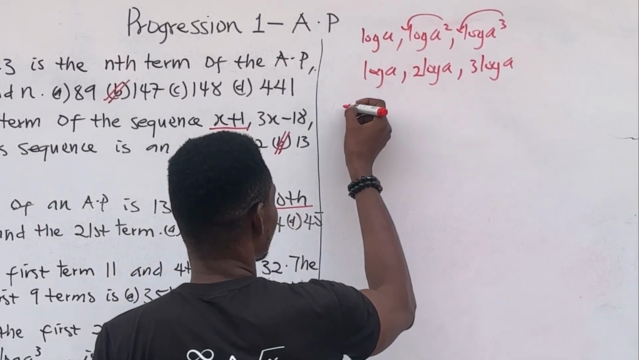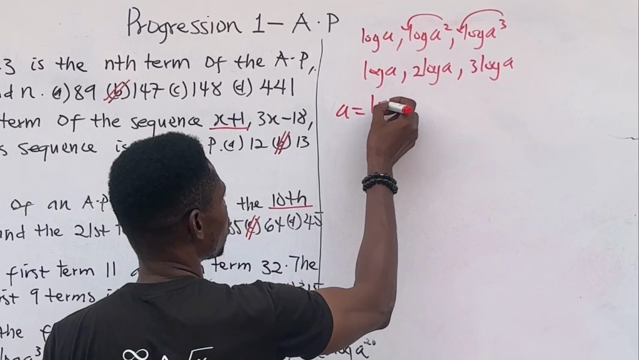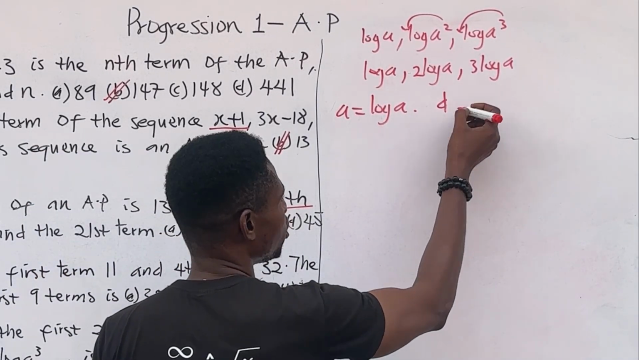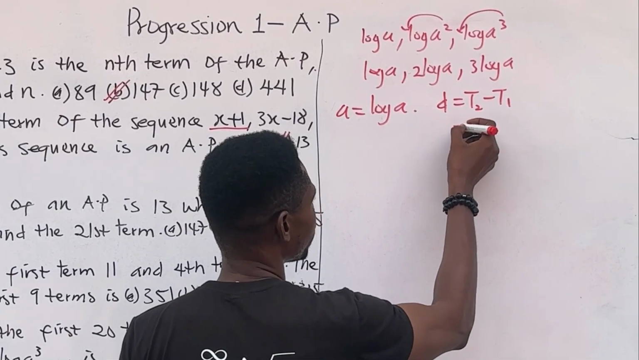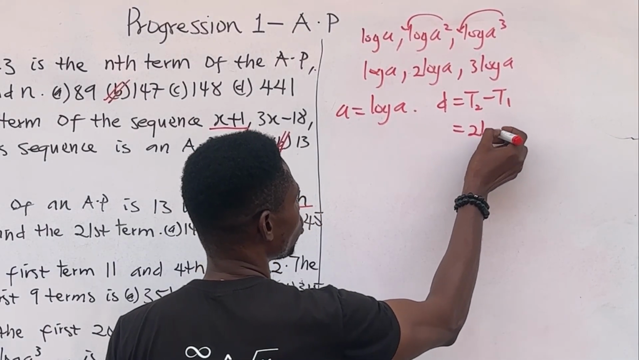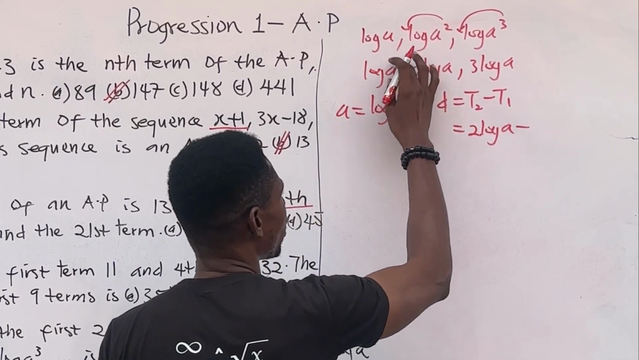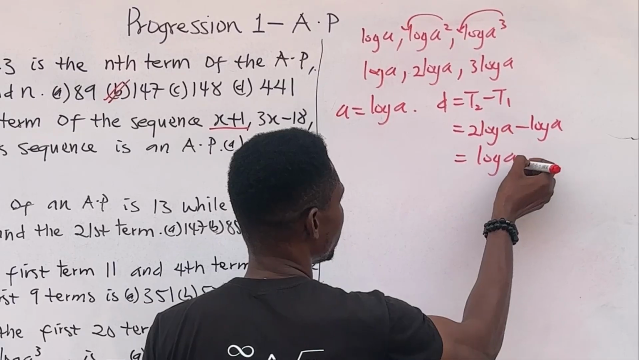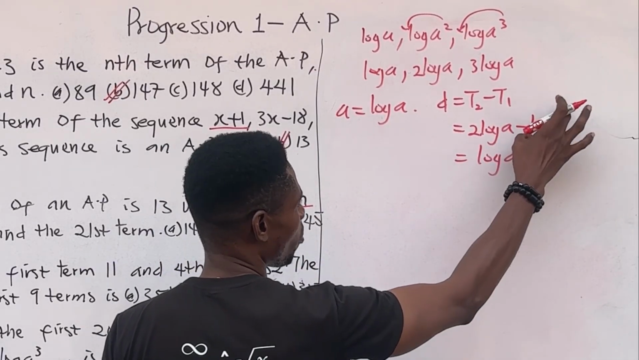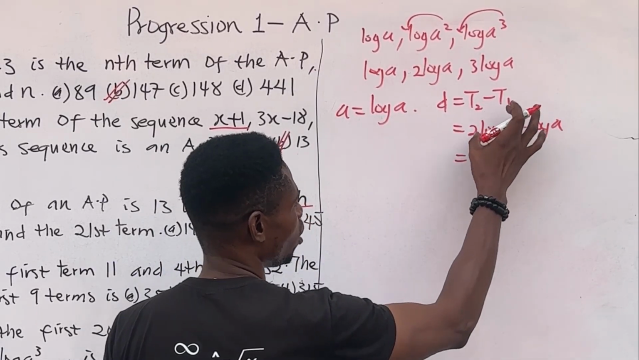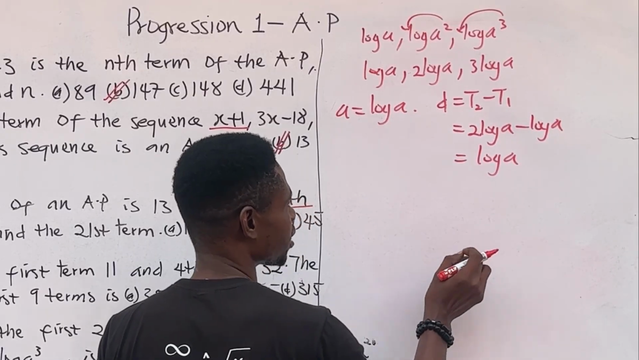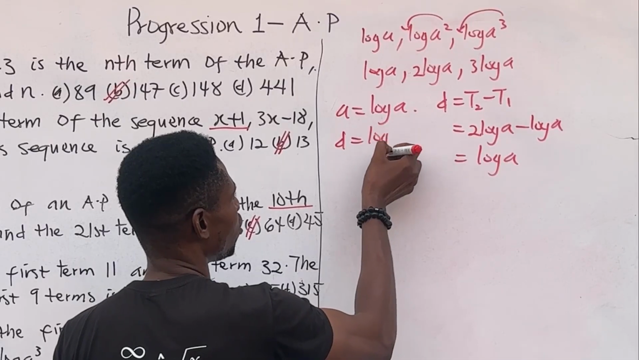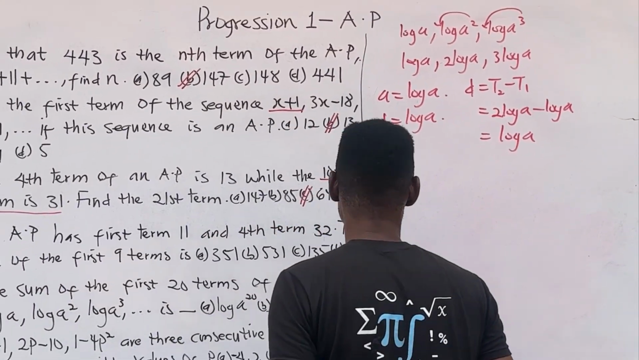Now because we've been told that it's an AP, the common difference is T2 minus T1. So our A as first term is log A. That's obvious. Our common difference, which is T2 minus T1, will now be 2 log A minus log A, the answer is log A. Just like 2 pencils minus 1 pencil, the answer is 1 pencil. So 2 log A minus 1 log A, the answer is 1 log A. So we know our A and our D are both log A.